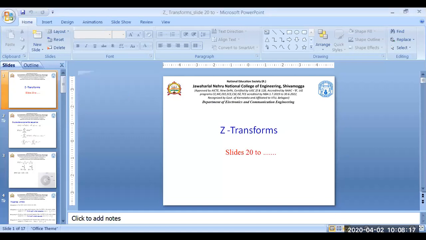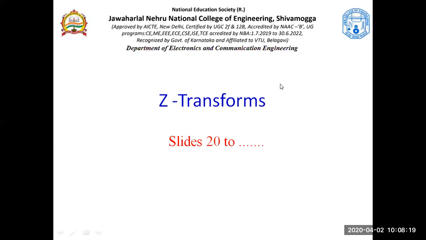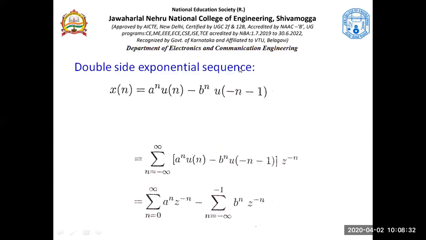In the last class, we have seen the Z transforms of the positive time exponential as well as the negative time exponential. Today, we shall see another infinite sequence, that is a double-sided exponential. Now, the double-sided exponential looks like this.